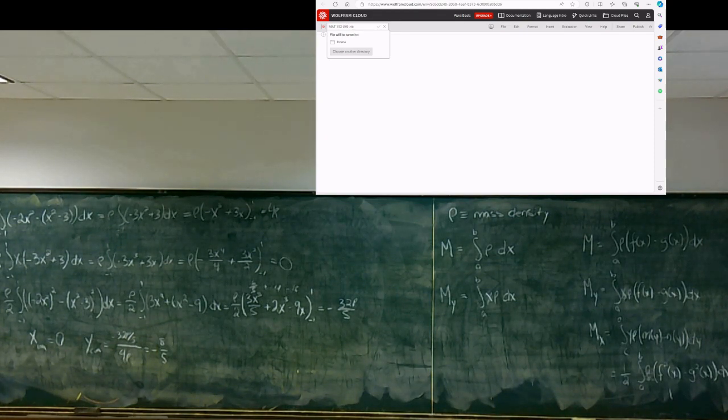And what's today, March 27th? 2024, March 27th. View magnification 200. Okay. So I'm going to show you how we can plot both the lamina and the center of mass.